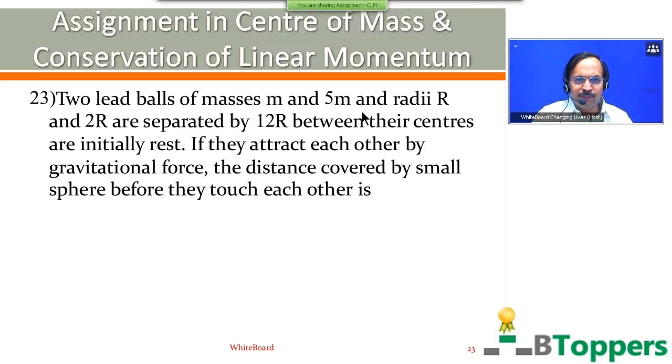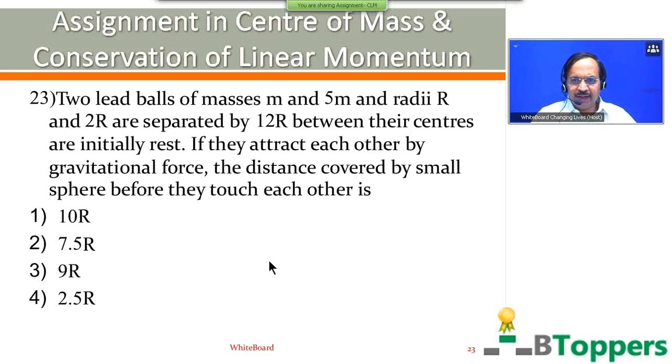Two lead balls of masses m and 5m and radii r and 2r are separated by 12r between their centers and are initially at rest. They attract each other by gravitational force. The distance moved by the small sphere before they touch each other is... Come on, try the question. This problem comes under one of the special cases I have discussed in the previous class.